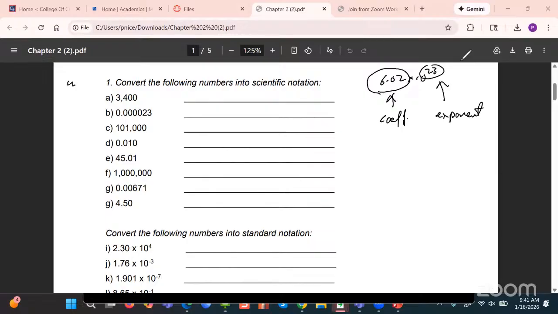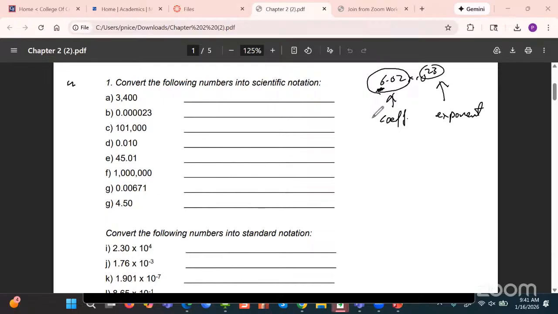Now, the coefficient must be written in a special way, right? It must have a non-zero digit, then a decimal point, and then if there are any other digits following, you would include those. Like in this case, the first digit is 6, then you have the decimal point, and then the other digits, 02.